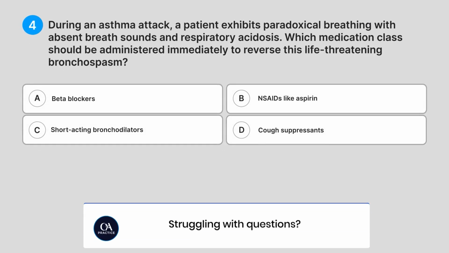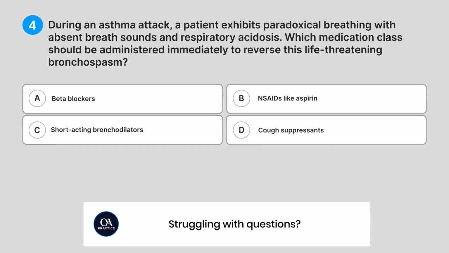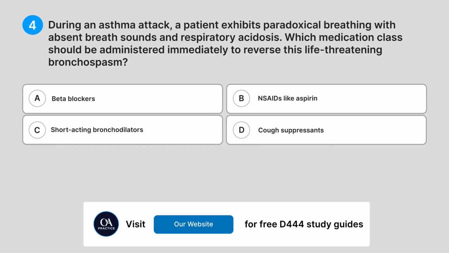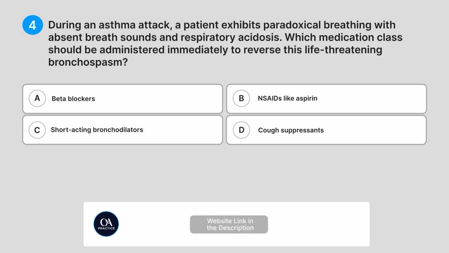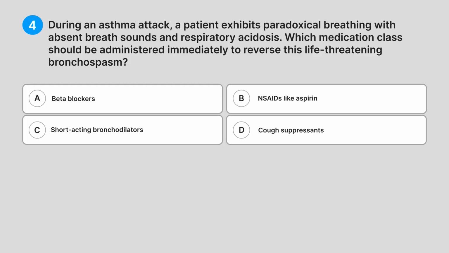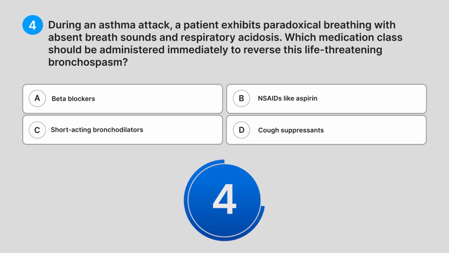4. During an asthma attack, a patient exhibits paradoxical breathing with absent breath sounds and respiratory acidosis. Which medication class should be administered immediately to reverse this life-threatening bronchospasm? A. Beta blockers. B. NSAIDs like aspirin. C. Short-acting bronchodilators. D. Cough suppressants. Do you know the answer?